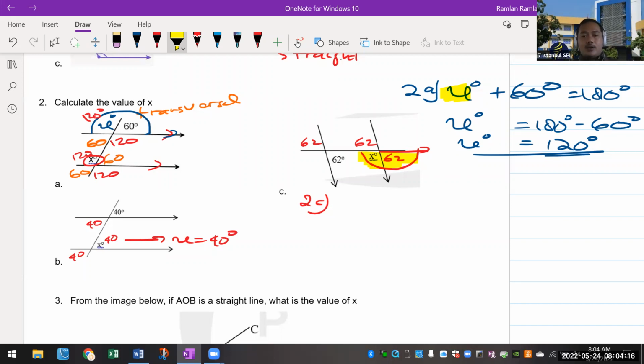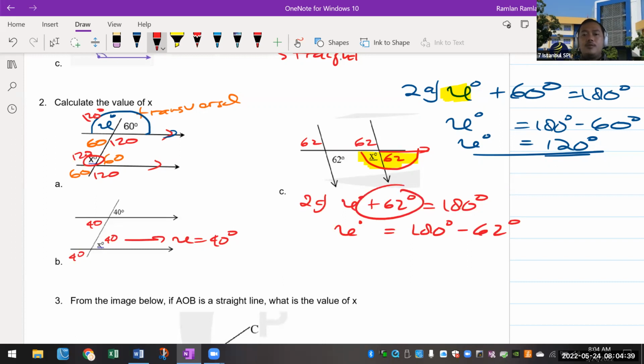Okay, let's go back here again. So we have those two angles, x and 62. Again, if we add them together, it equals 180. So that'll be x degree plus 62 degree equals 180 degree. The same thing, right? So x degree equals 180 degree minus 62 degree. Because remember that if I move this here, it will become the opposite operation from addition, that will be a subtraction. So that will be 180 minus 62. There you go. You have the value of x. Any question before I continue to number three?